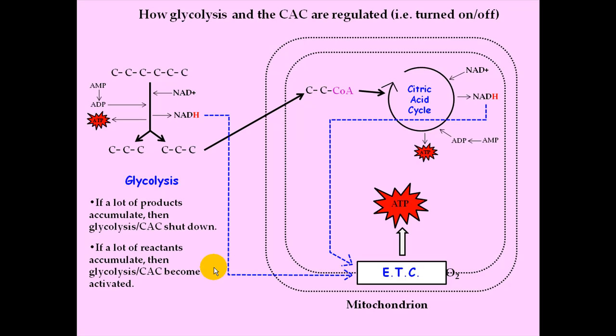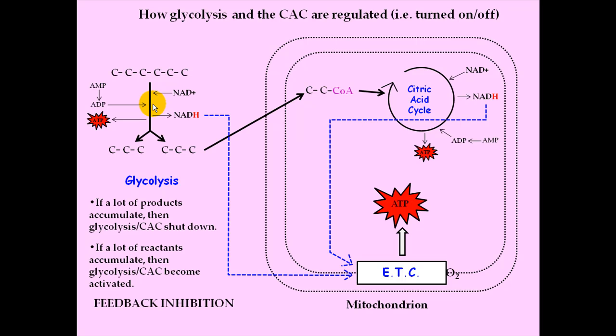So what we'll do next is take a look at specific steps during this whole process that can be turned on or turned off, depending on whether the cell needs more ATP or less ATP. The first spot we'll look at is one of the first few steps during glycolysis, which can be turned on or off depending on whether the cell has a lot or a little ATP lying around. Here's the specific step during glycolysis that can be regulated.